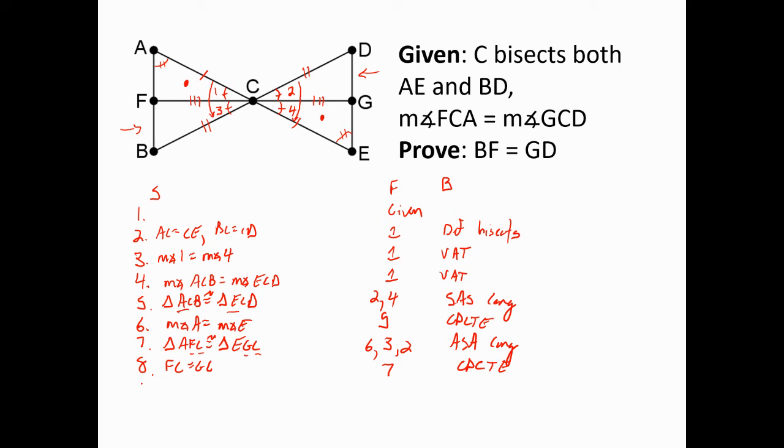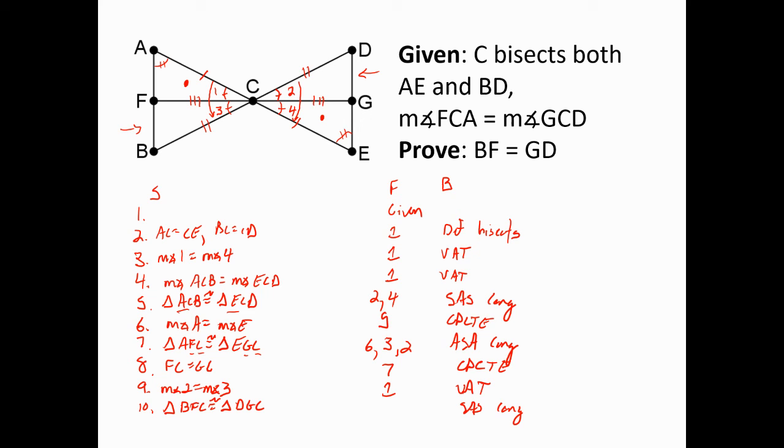We do need to go ahead and note, however, that the measure of angle 2 is equal to the measure of angle 3. That follows from the given by the BAT. And the reason we need that, of course, is that that's the A in side angle side congruence. And now we are able to say that triangle BFC is congruent to triangle DGC by SAS congruence.